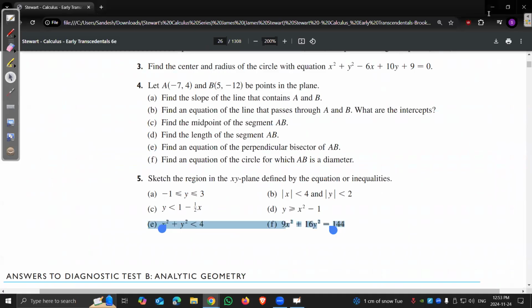There's one last question here. This is not a circle. What did I say this was earlier?